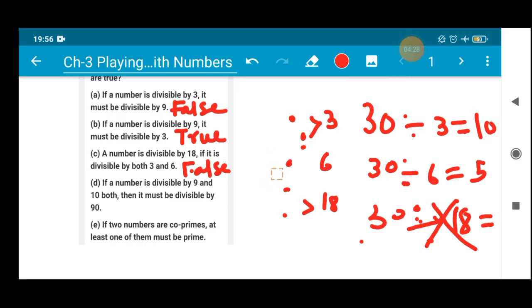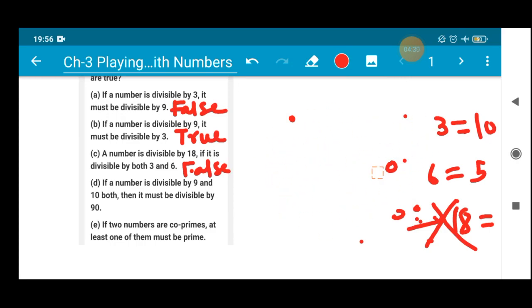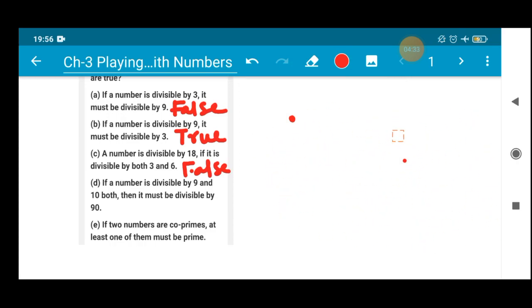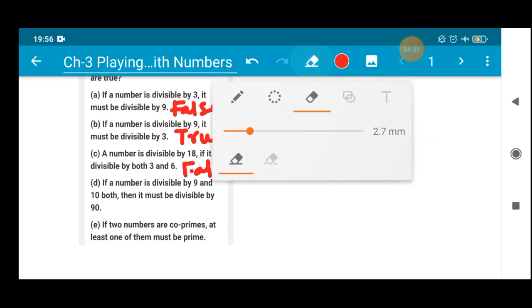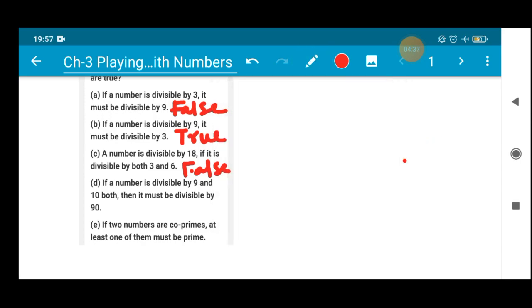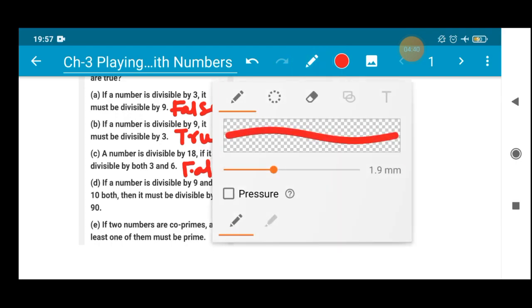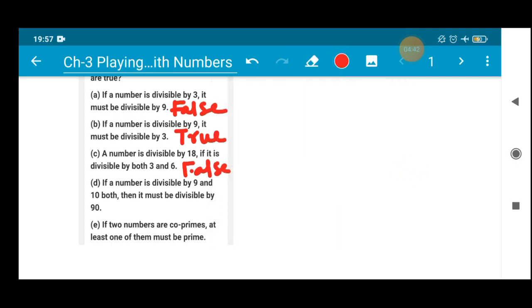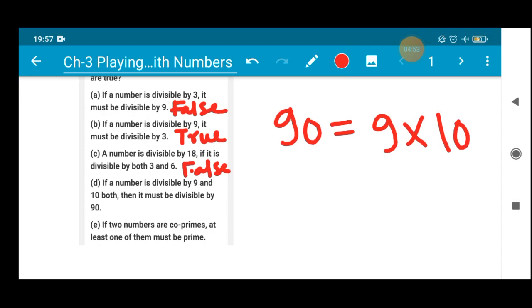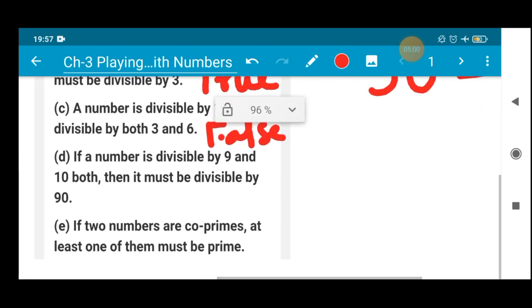So let's solve the next one. The next one we have here is: if a number is divisible by both 9 and 10, then it must be divisible by 90. Yes, because 90 is a multiple of 9 into 10, so it has a factor of 9 as well as 10, so we can say that the statement is absolutely true.